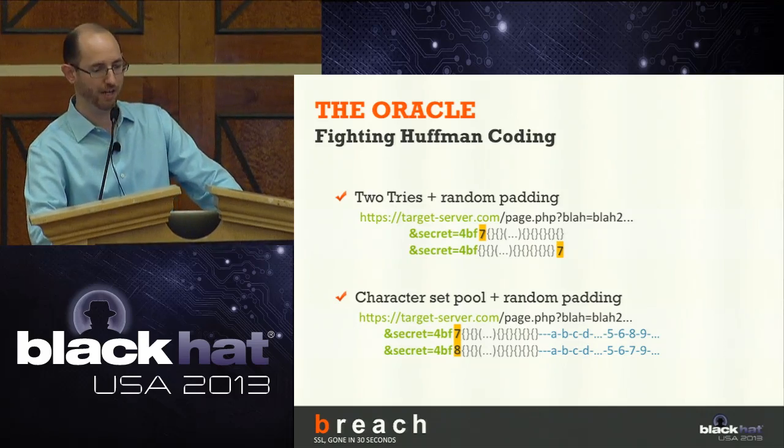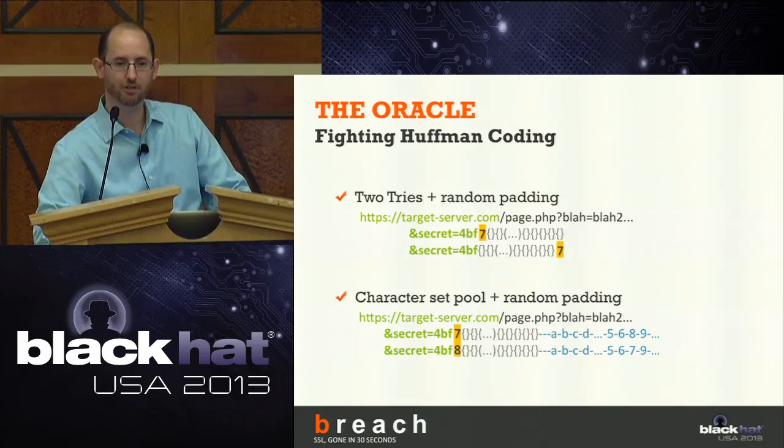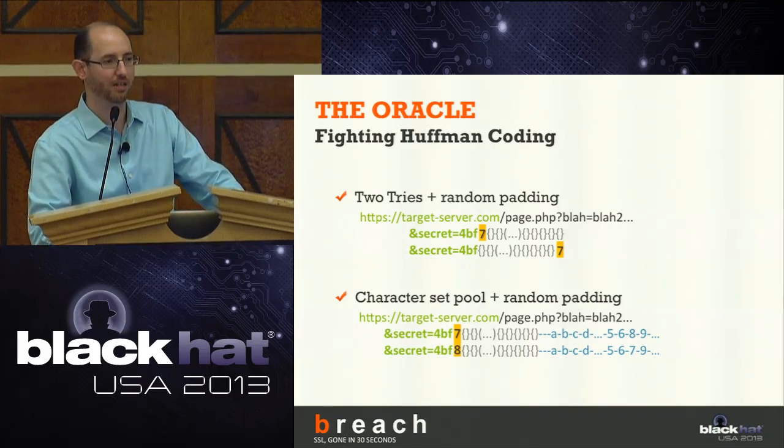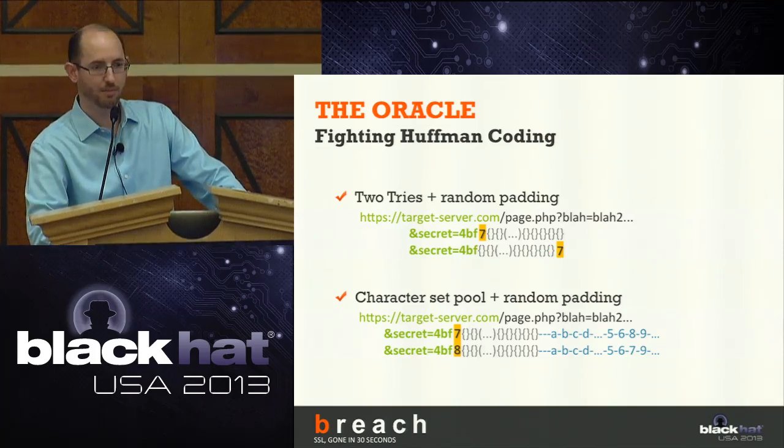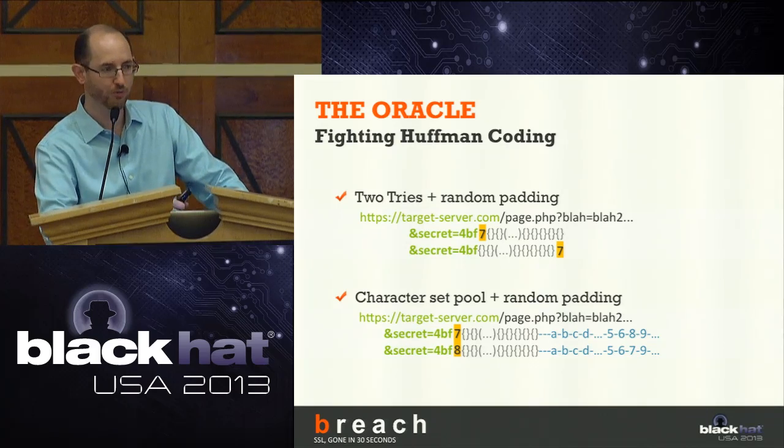Again, we're still trying to fight Huffman coding. So in the character set pool, what we're trying to do is, for every guess that we're going to send, every request that we're going to send, we're going to put all the characters, all the alphabet from our secret. Let's assume we have a secret that is encoded in hex, and hex is going to be A to Z, 0 to 9. So we're going to put that entire alphabet in every request. And as we want to guess a specific character, we're going to move it out of the character set pool, and move it into the guess position.